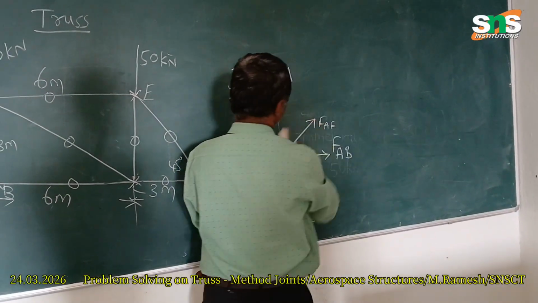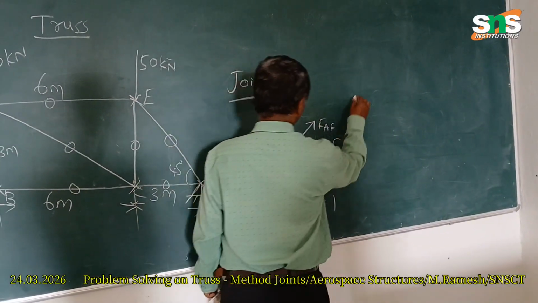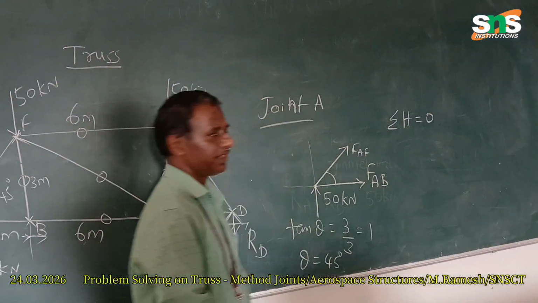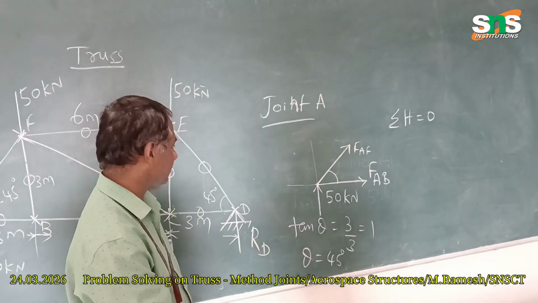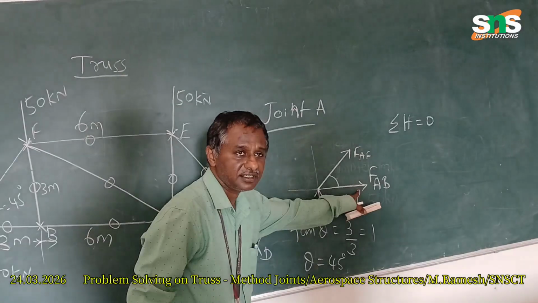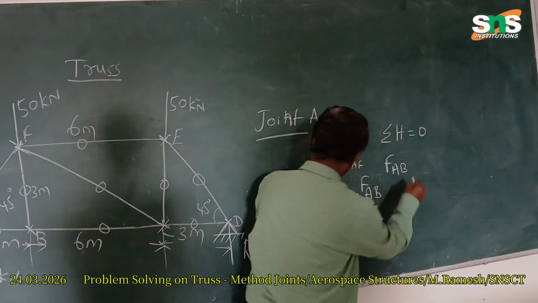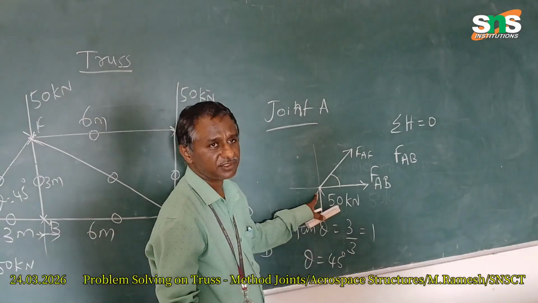Sigma H is equal to 0. Sigma H, the sum of all horizontal forces, is equal to 0, with the sign convention that towards the right is positive. So FAB is positive, and this one is towards upward, so its horizontal force is 0.